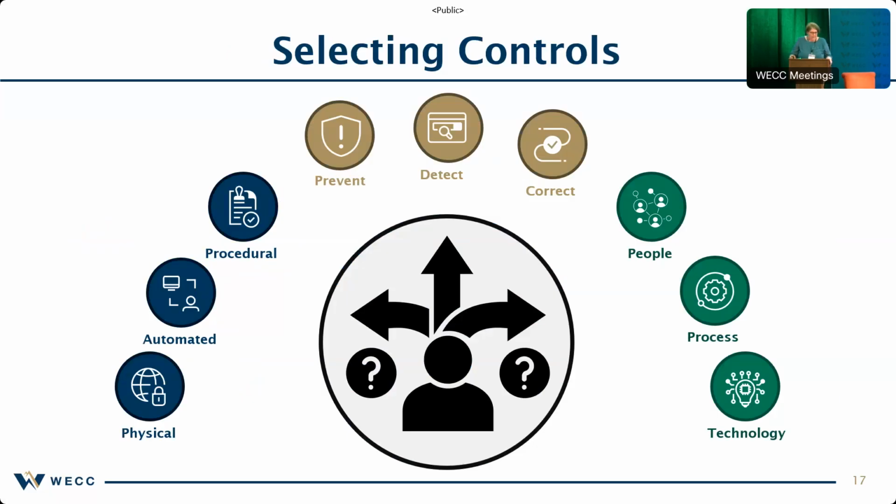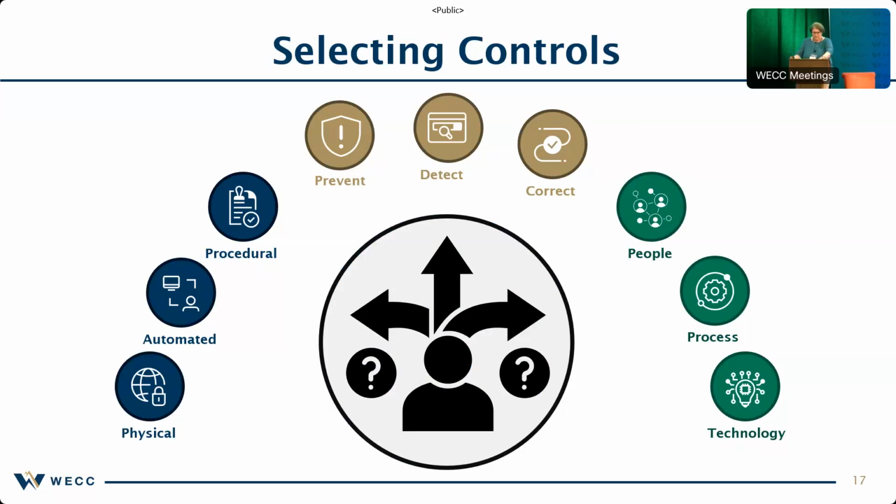So once you've determined your risk and your failure points, it's time to think about how you're going to apply controls to your process. Now, selecting controls is going to be very specific to the risk, to your organization, to the process you're looking at, and to your budget. And there are a lot of different ways to look at controls.